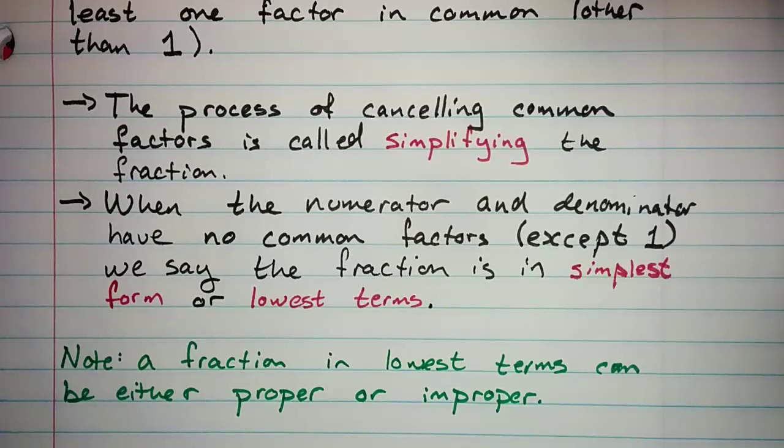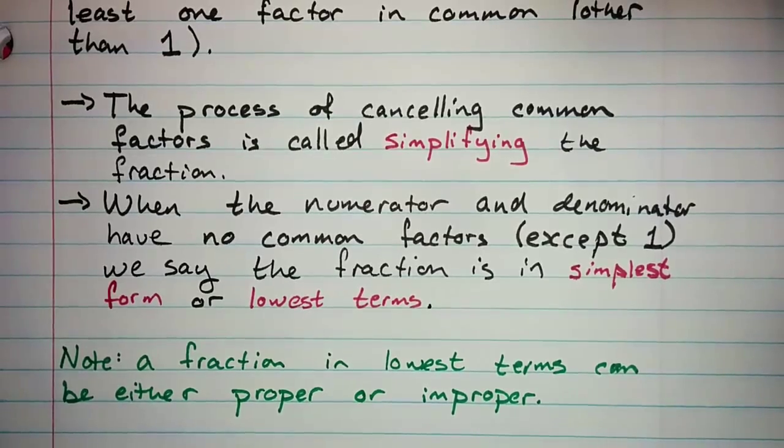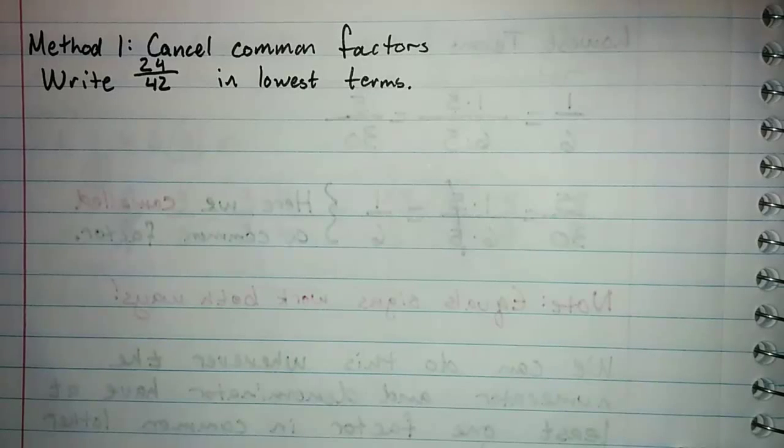Alright, how do we get our hands on this thing, and how do we tell when we have it? Well, there are two ways of canceling common factors. We can look and see that we have a common factor, or we can factor into primes. I'm going to show you both methods, and then have you try one using whichever method you like better. So, this is method 1. We'd like to write 24/42 in lowest terms.